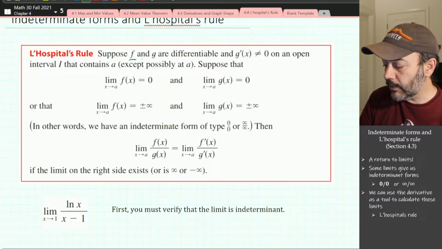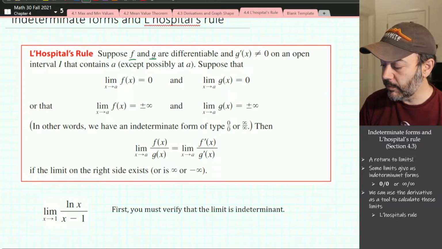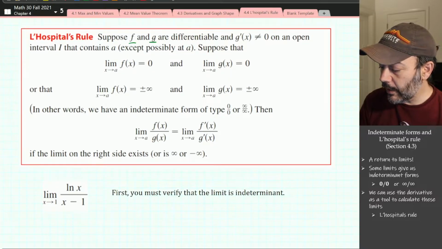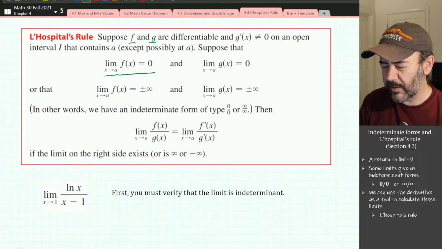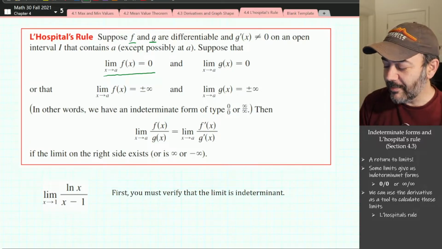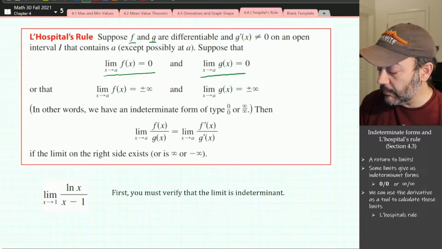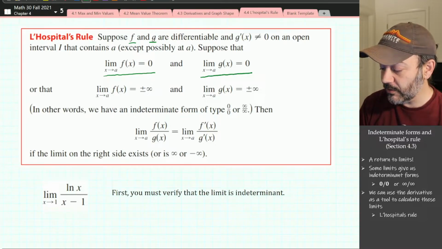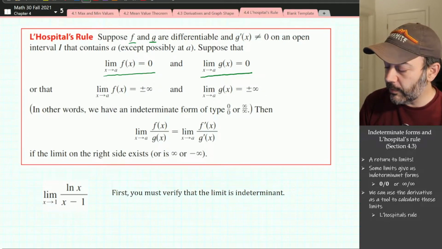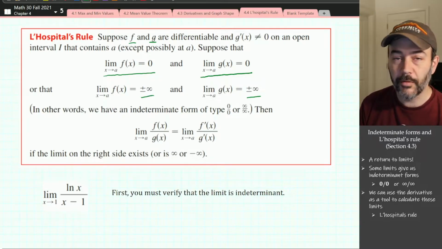Suppose you have two functions, f and g, and they're both differentiable. Furthermore, the limit as x goes to a of f is 0, and the limit of g as x goes to a is also 0. Or it could be that they're equal to infinity or negative infinity.